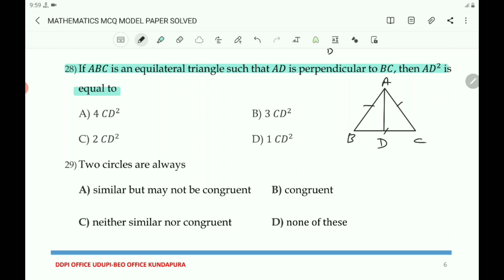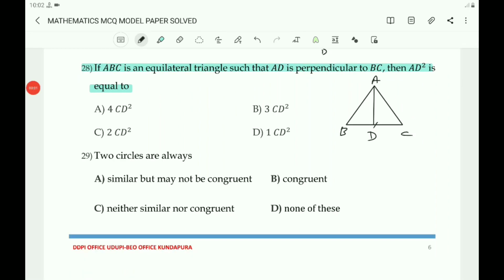AD is perpendicular to BC. Then AD square equals... Here, in the equilateral triangle ABC, consider each side measures a. So this is a by 2, and this is also a by 2.